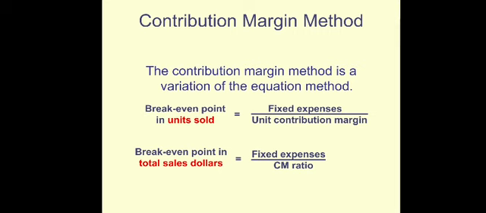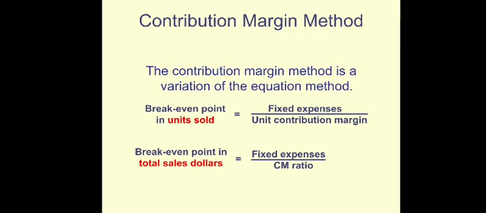So the break-even point in terms of dollars is 80,000 divided by 0.4, and the result of the calculation is $200,000. It is the same number. If you use the equation method, you get the same number. If you use the contribution margin method, you get the same number. So you have choices. I think this method is easy and can be done very quickly.